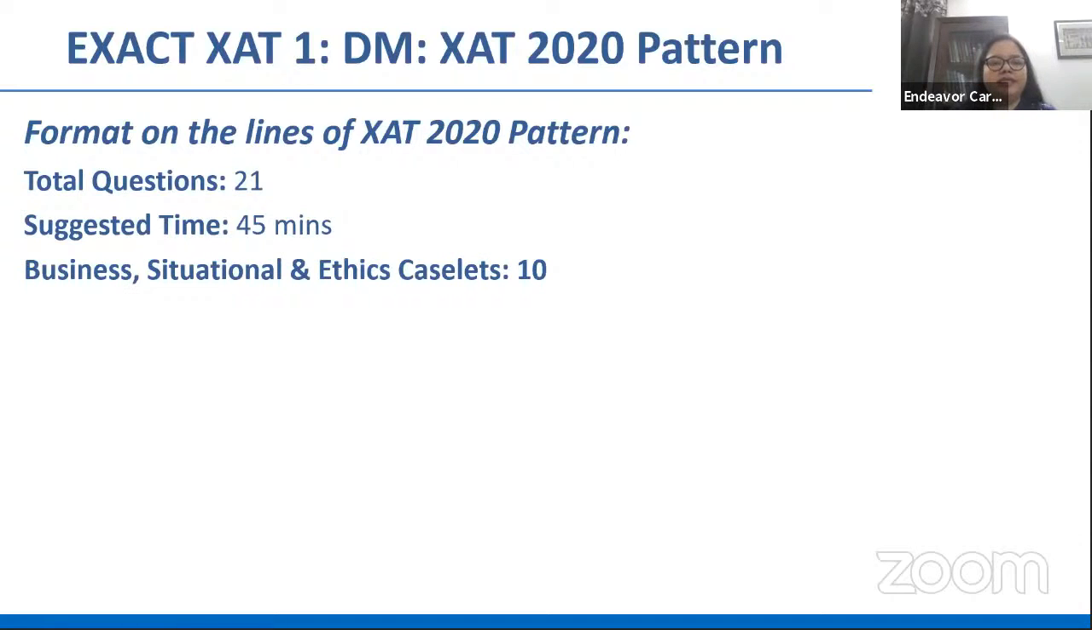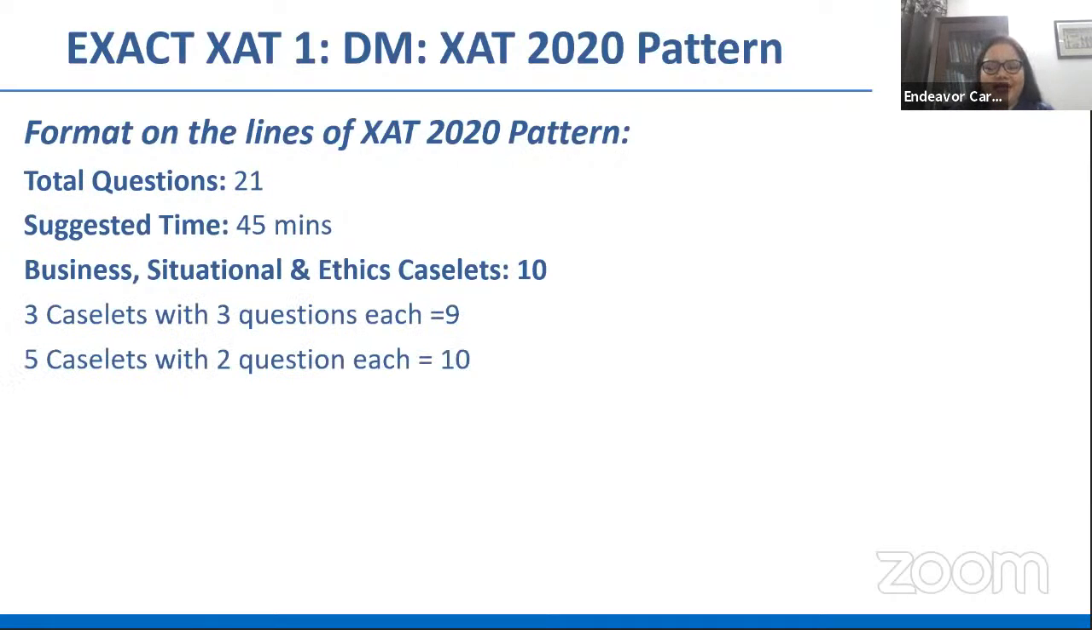So, 45 minutes suggested time, you had a total number of 10 caselets: business, situational, and ethics. Interestingly, you didn't have a number of situational caselets here. Most of the caselets were business decision making. And that made this sectional rather challenging because, in business caselets, eliminating those options and knowing exactly what must be the right decision for a business to make is not easy. All right. So, what was the division? You had 3 caselets with 3 questions each. You had 5 caselets with 2 questions each, and 2 caselets with 1 question each.